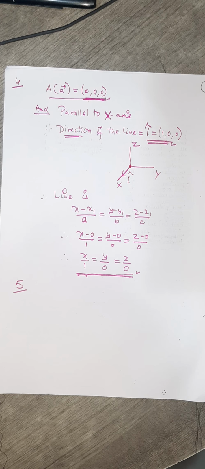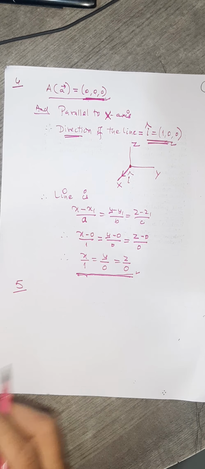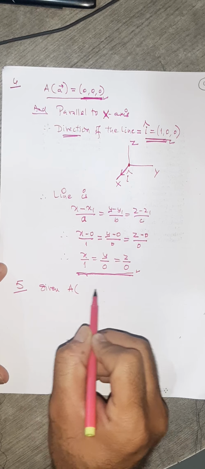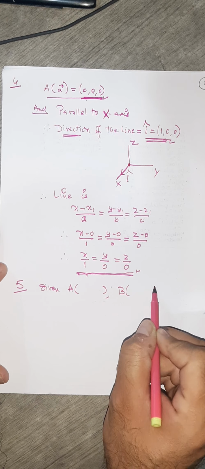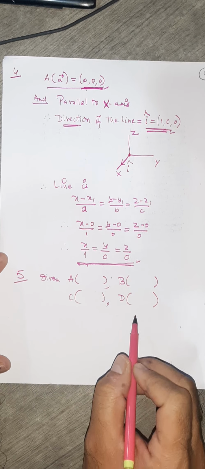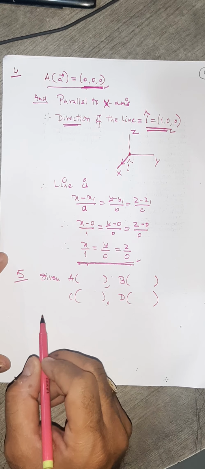The coordinates of these 4 points you are given. The question is find the angle between these two lines AB and CD. Okay, so you are given this here. You are given A, you are given B here. You are given C here and D. Now we want the angle between which two?